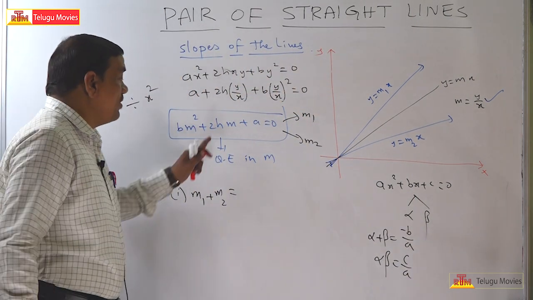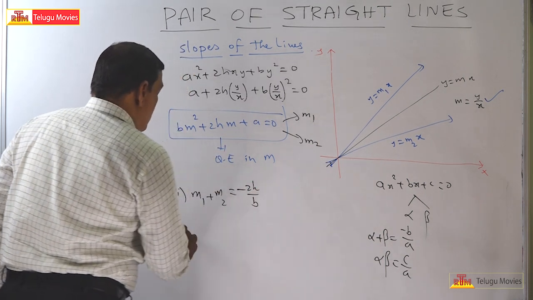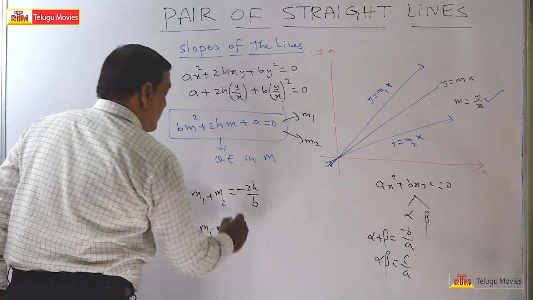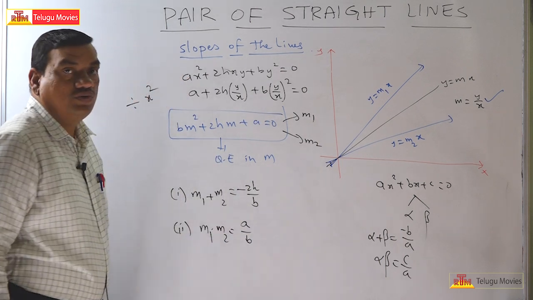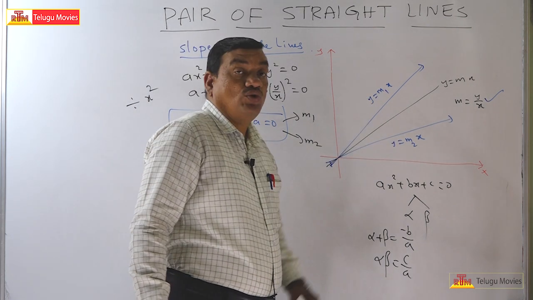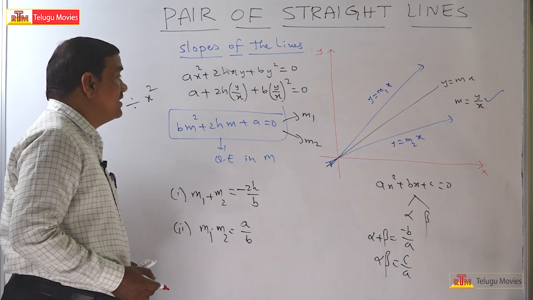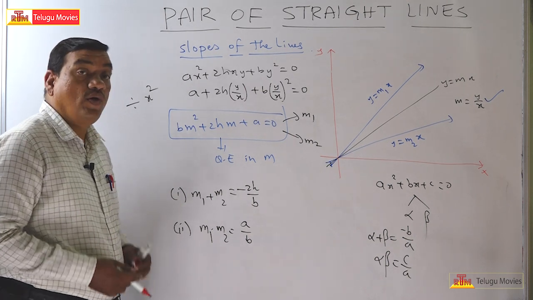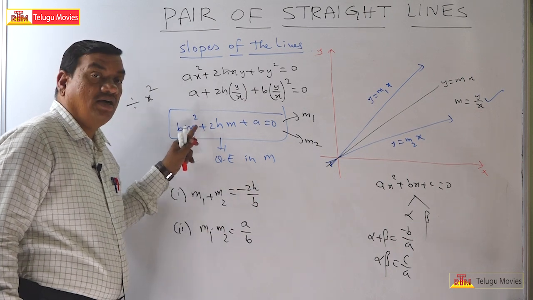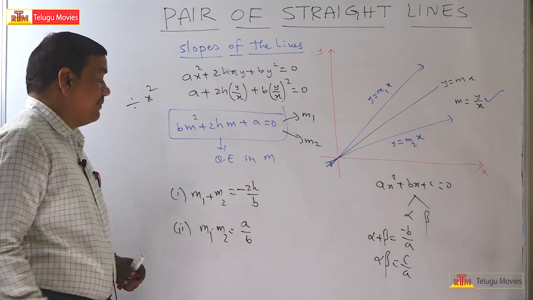Understand this. So sum of the roots means what? Minus b by a, that is minus 2h by b. Second one is the product of the roots, m1 into m2 is equal to c by a, that is a by b. So these are the two relations we got. That means if m1 and m2 are the slopes of the lines represented by ax square plus 2hxy plus by square is equal to 0, then the sum of the slopes is equal to minus 2h by b, that is the roots of this quadratic equation, m1 and m2, and the product of the slopes is a by b.